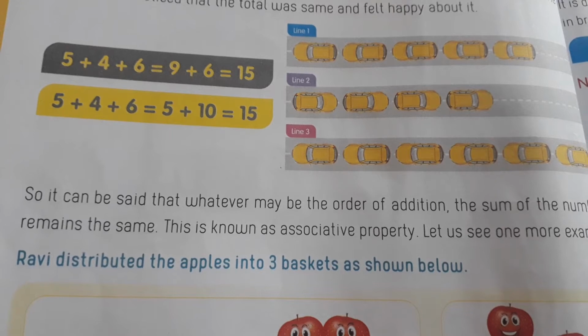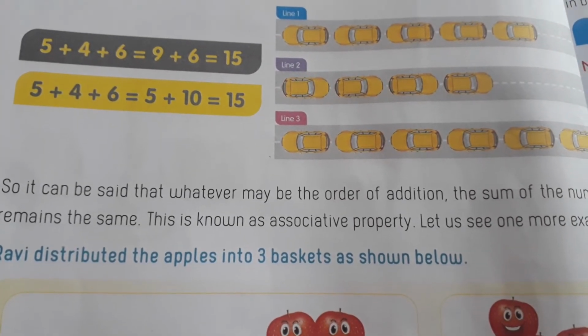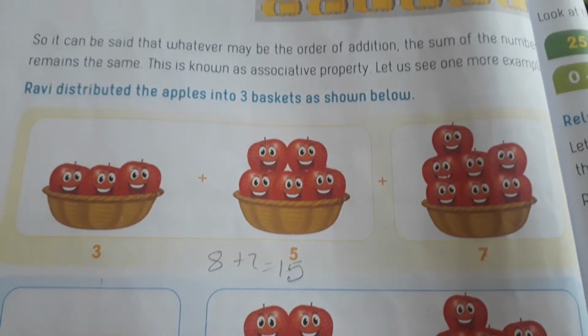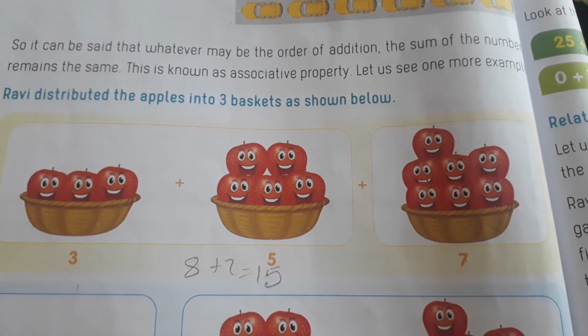So it can be said that whatever may be the order of addition, the sum of the numbers remains the same. This is known as associative property. Look at another example, children. Ravi distributed the apples into 3 baskets as shown below.